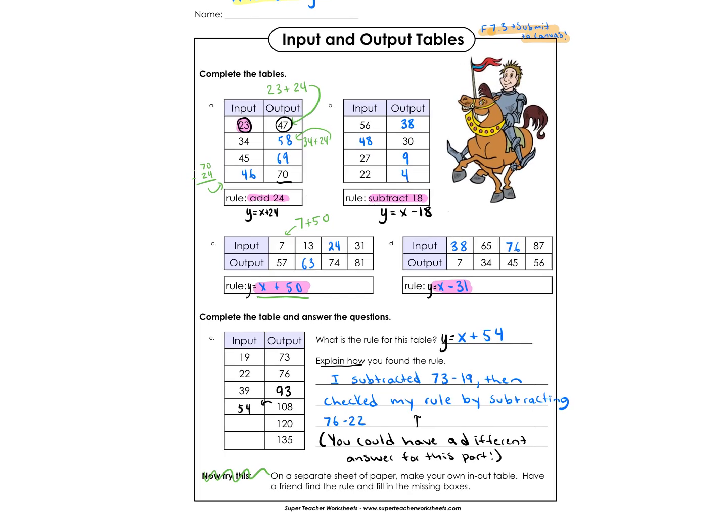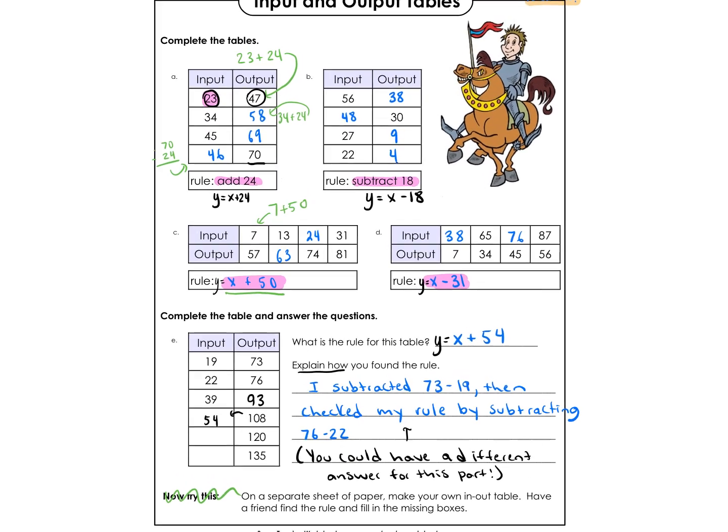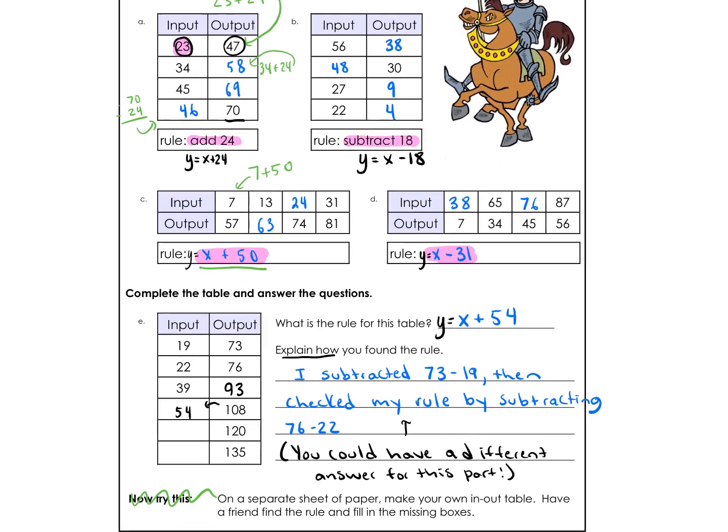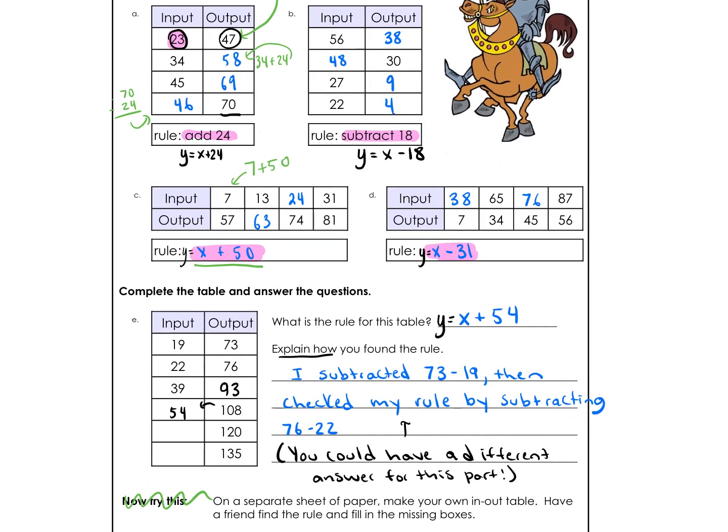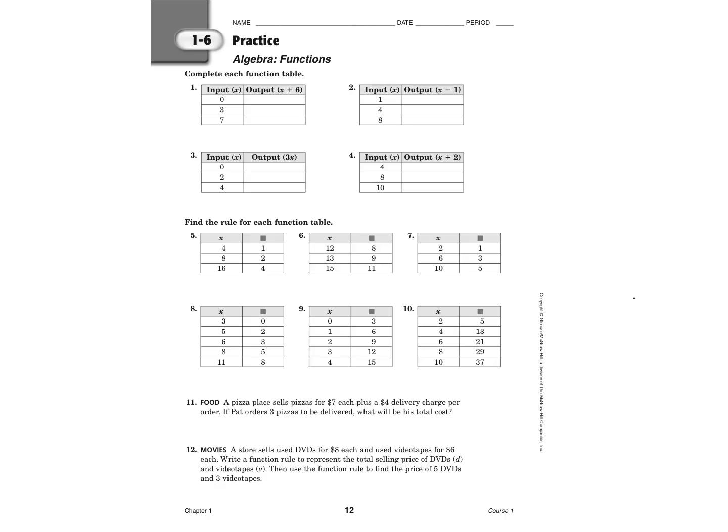Check your first page here with mine. See how you did. Remember, your rule could be a little bit different there for what you said for E. Give you a minute on that. Let's take a look at the second page here.